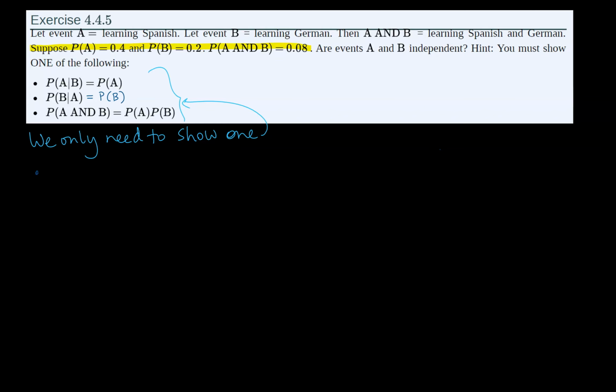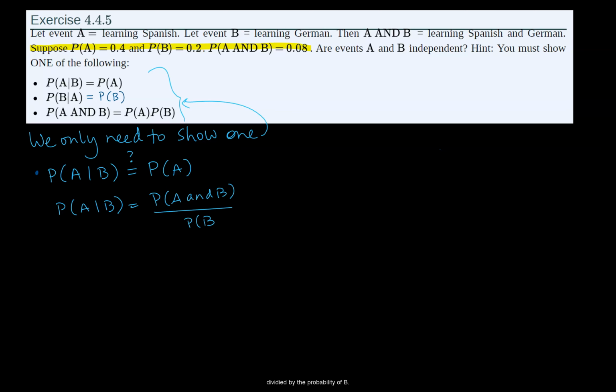So let's take the first bullet. Remember, we only need to show one. So probability of A given B, does that equal the probability of A? We have a definition for the probability of A given B, which is the probability of A and B divided by the probability of B. The last variable is always the one represented on the bottom.